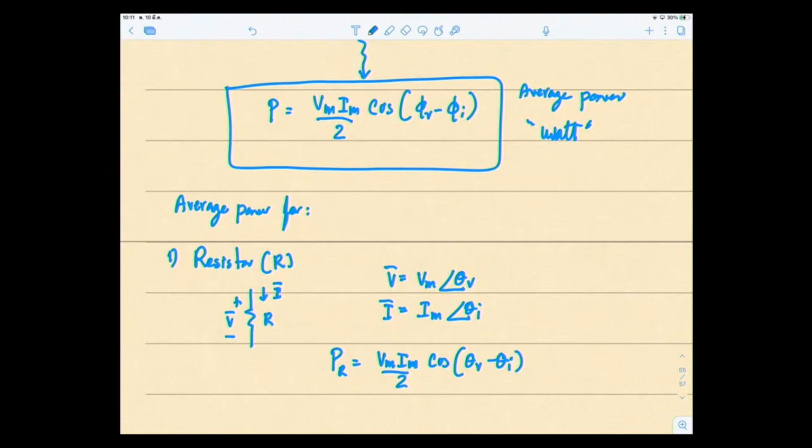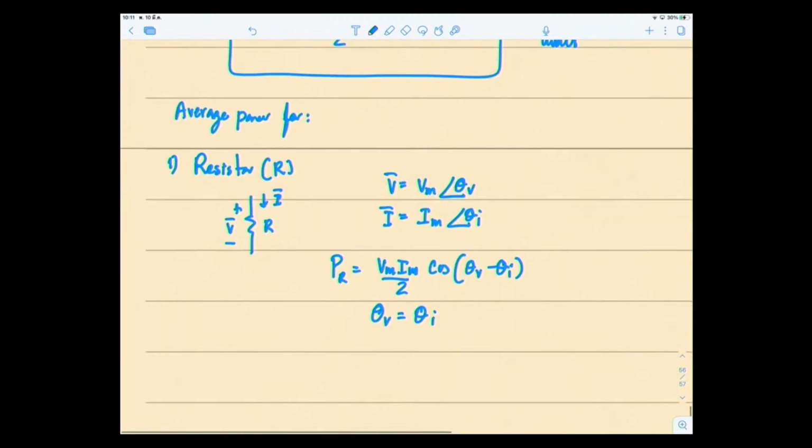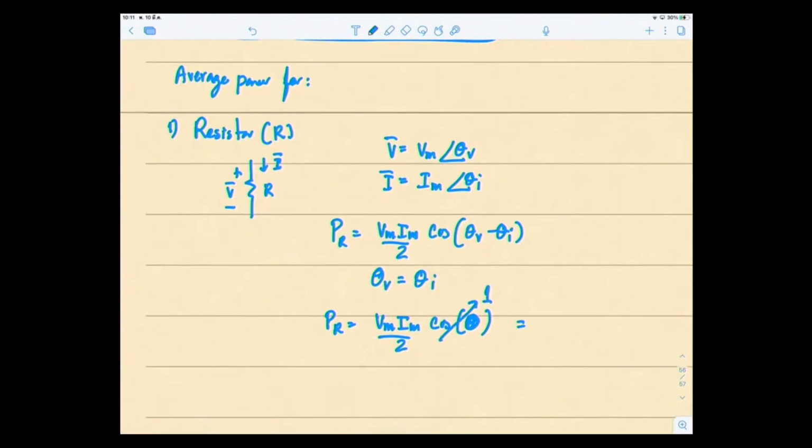However, you should know that the phase angles of the voltage and current across a resistor are in phase, so theta V is equal to theta I. So PR is equal to Vm Im over 2 cosine of 0, because they are equal, which is equal to 1. Therefore, PR, the average power for a resistor, is Vm Im over 2 watt.